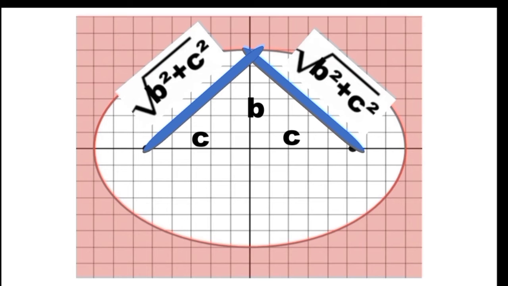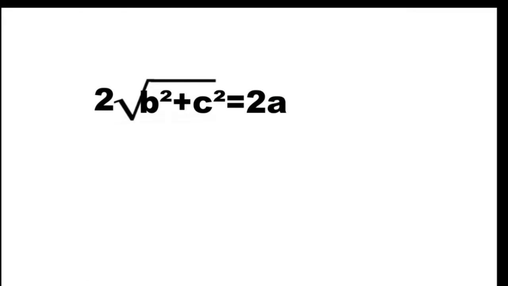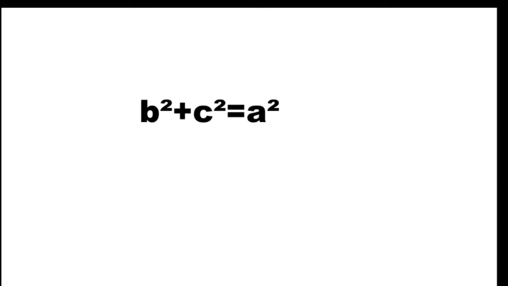And if you make these lines horizontal starting from the center to the two vertices on the major axis, you have the distance of 2a. So 2 times the square root of b squared plus c squared is equal to 2a. Transpose the 2 to the right, making it a divisor. So the square root of b squared plus c squared equals a. Square both sides of the equation, so we now have b squared plus c squared equals a squared. Transpose c squared to the right, so b squared equals a squared minus c squared. This is a useful equation.